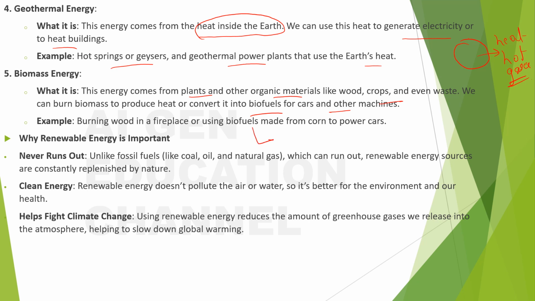I have already mentioned biofuels previously, right? Do you remember, in the chapter on plants? So biofuels and burning wood are all biomass energy. The wood won't get exhausted, right? There will always be plants, and from the plants we can get wood.